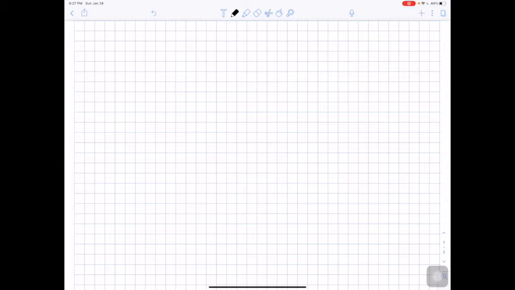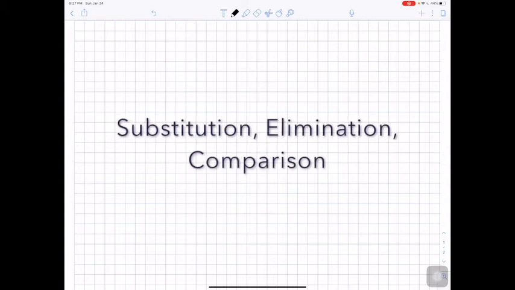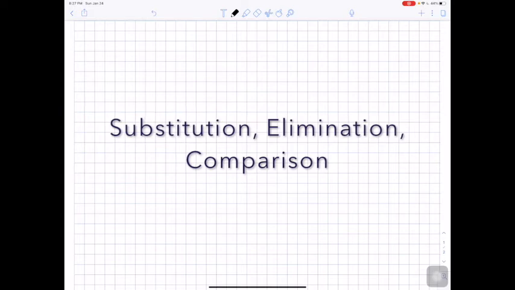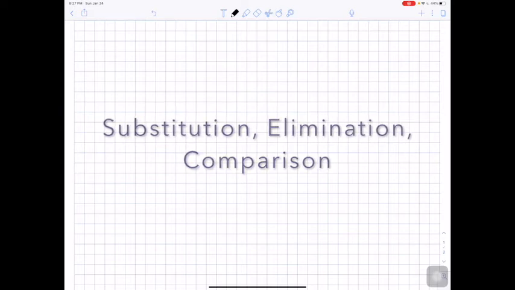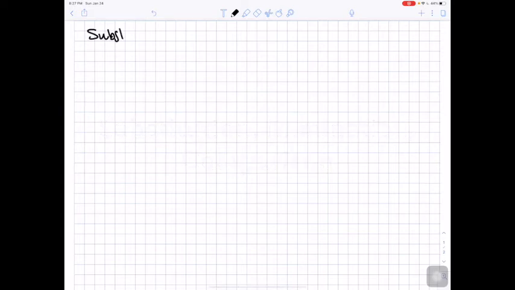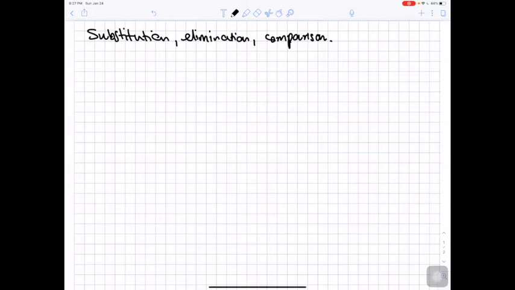All right, everyone. So now we're going to be working on the main three ways that you can use to solve a systems of equations. And those are substitution, elimination, and comparison. So in this video, we're going to be covering all three of them. So I will make part 1 for substitution, part 2 for elimination, and part 3 for comparison.